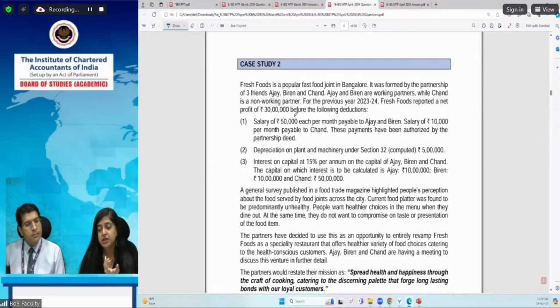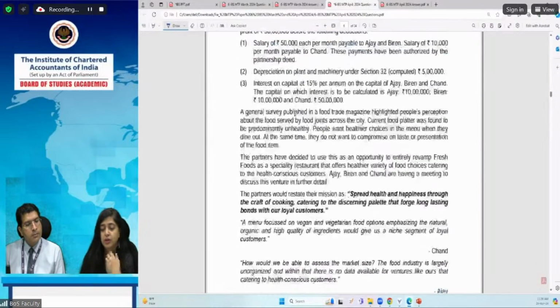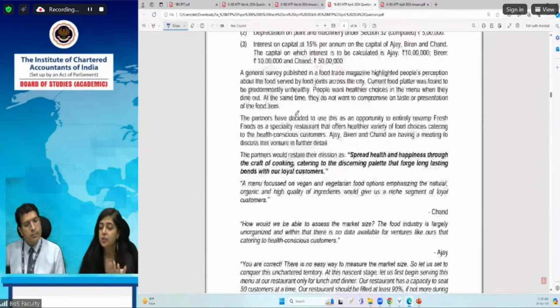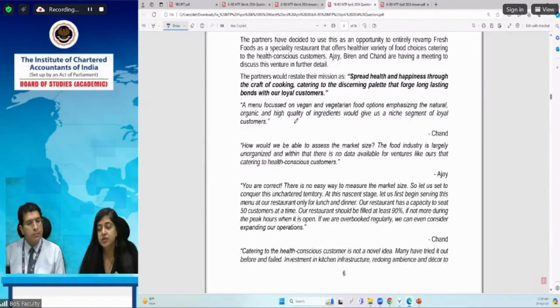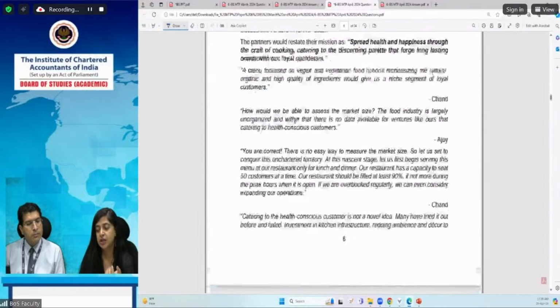All the information related to who is the working partner, what is their salary, depreciation, interest, and other information related to the firm is already given. They are in the business of food trade and they just want to expand their business. So they are discussing the various aspects of how they can grow their business. All the conversation which the partners have, Chand, Ajay, then Chand.